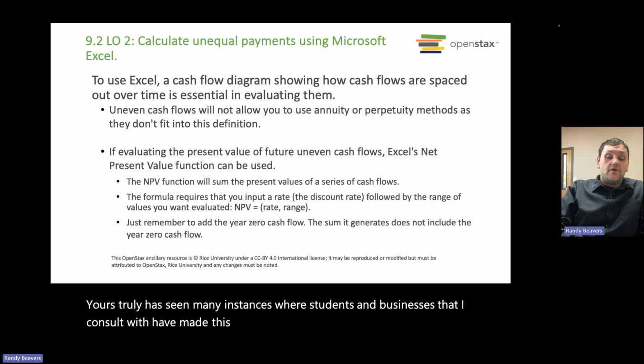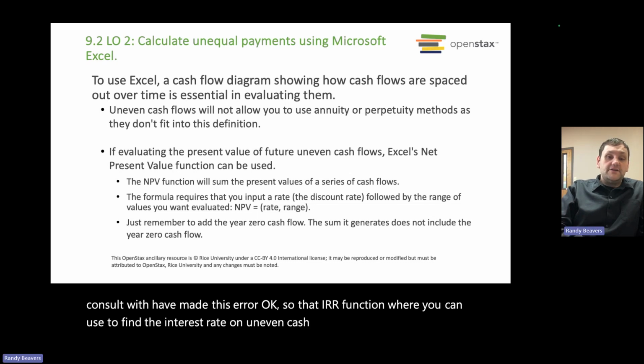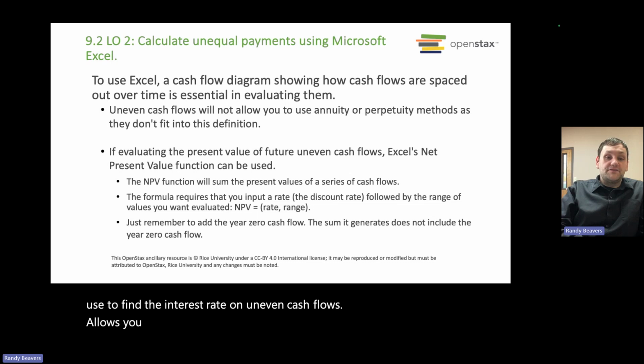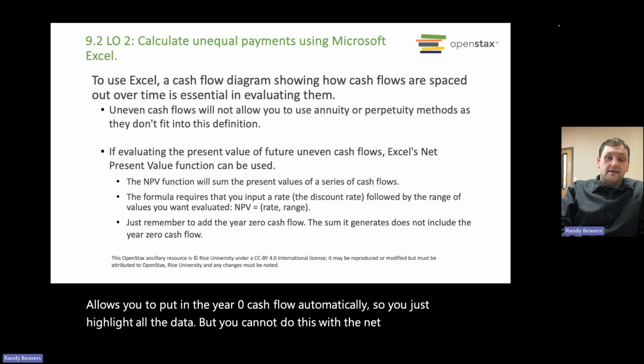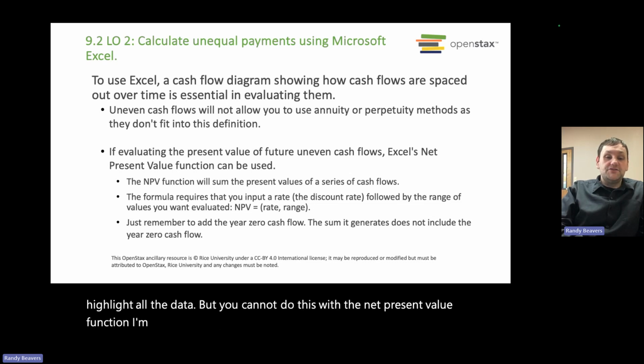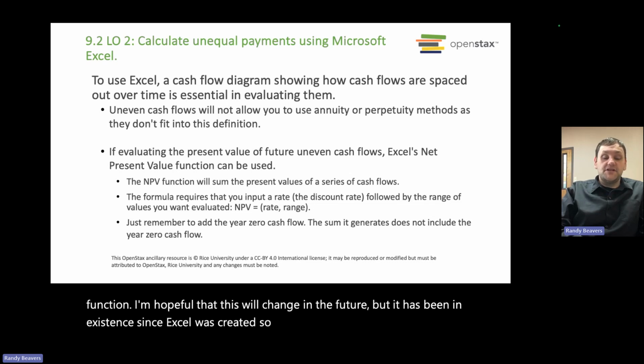Okay, so the IRR function, which you can use to find the interest rate on uneven cash flows, allows you to put in the year 0 cash flow automatically. So you just highlight all the data, but you cannot do this with the net present value function. I'm hopeful that this will change in the future, but it has been in existence since Excel was created, so I don't believe this is going to change.